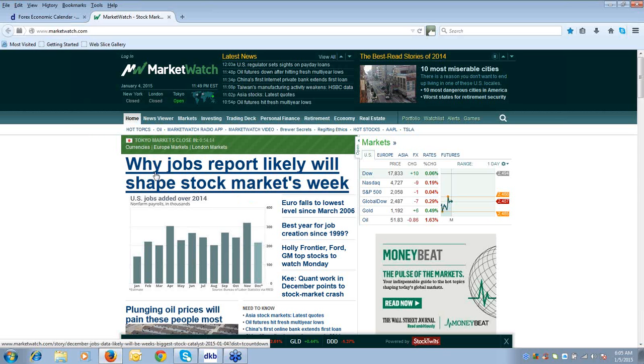But you can see here it says why job reports likely will shape stock markets week. Obviously, this is referring to the U.S. unemployment rate that will be due out on Friday. So remember, the U.S. unemployment rate comes out on the first Friday of every month. Although the first Friday of this month was the 2nd of January, because of the New Year holiday, it's been announced this Friday. So this Friday is really classed as the first Friday of the month. So we have the U.S. unemployment report, or the U.S. non-farm payrolls, coming out this Friday, and that report is likely to shape the markets.